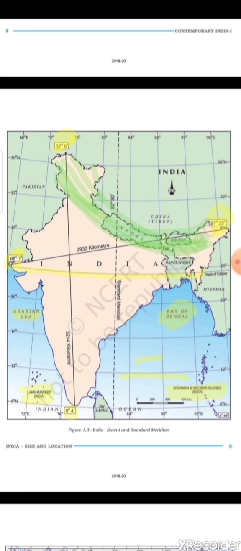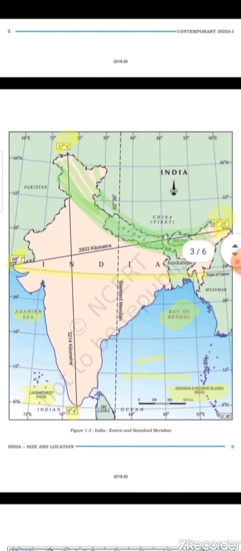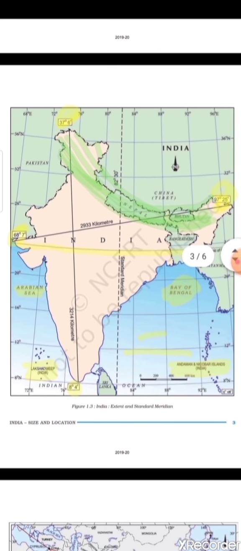These are Rajasthan, Gujarat, MP, Madhya Pradesh, Chhattisgarh, Jharkhand, West Bengal, Tripura and Mizoram. Again I am repeating. The Tropic of Cancer passes through 8 states in India, and the names of these states are Rajasthan, Gujarat, Madhya Pradesh, Chhattisgarh, Jharkhand, West Bengal, Tripura and Mizoram. I hope you have written the names of these states.